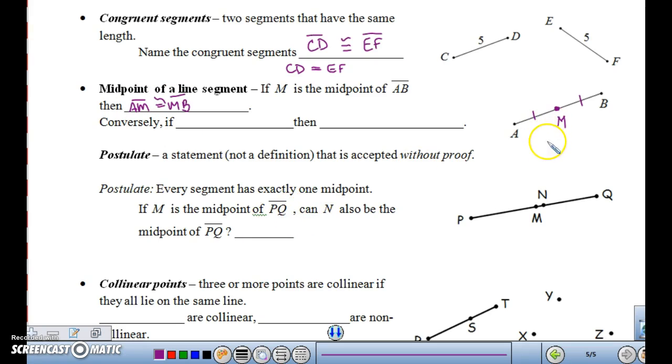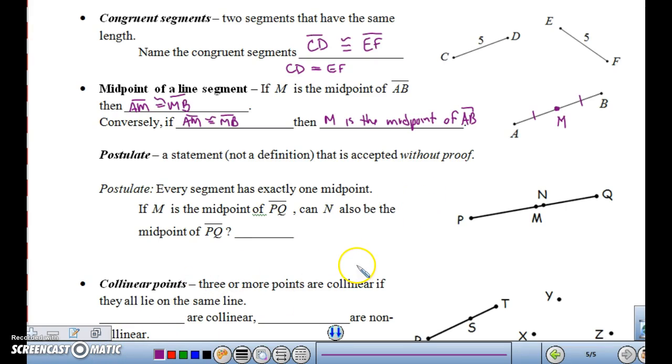Now, conversely, if I know that AM is congruent to MB, then I can also say, since these are congruent, that M must be the midpoint. So I can say M is the midpoint of AB. So you can, with a definition, work it both ways. As long as you have one part of it, you can say the other part is true when you have this definition.